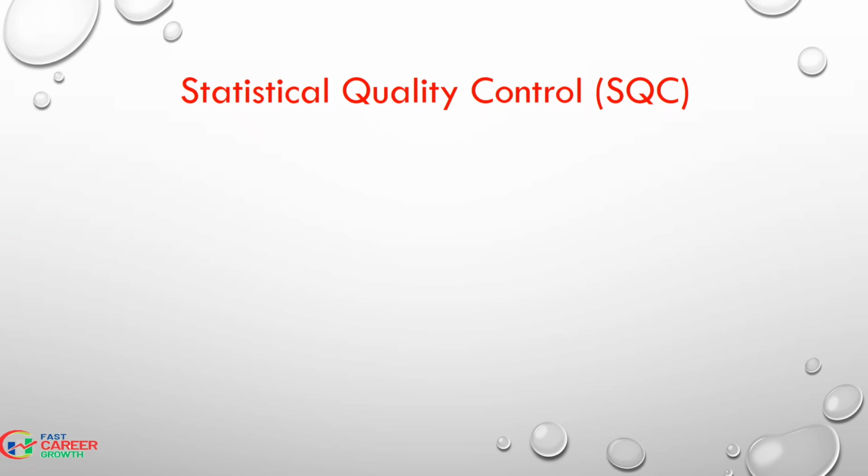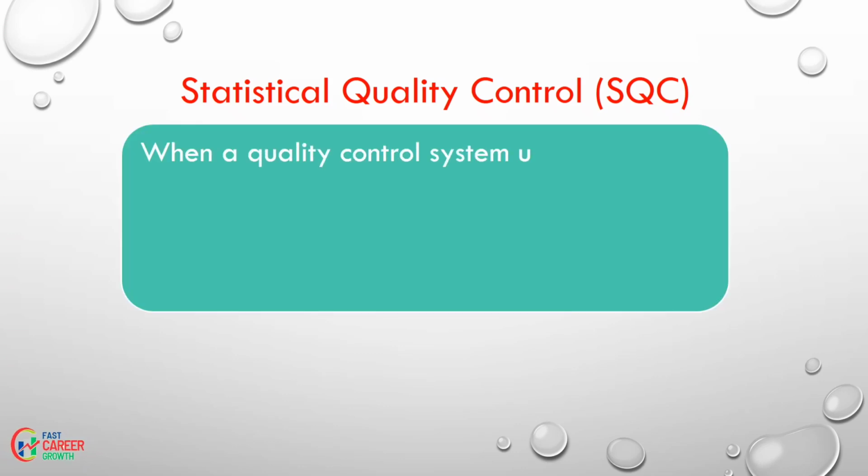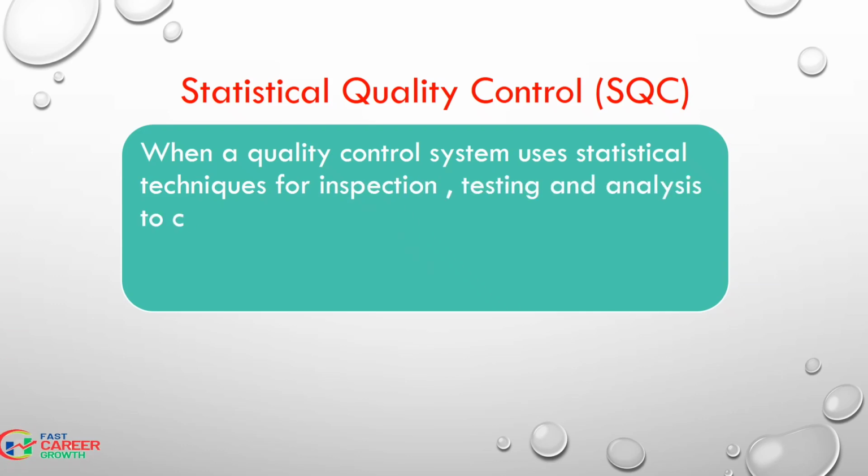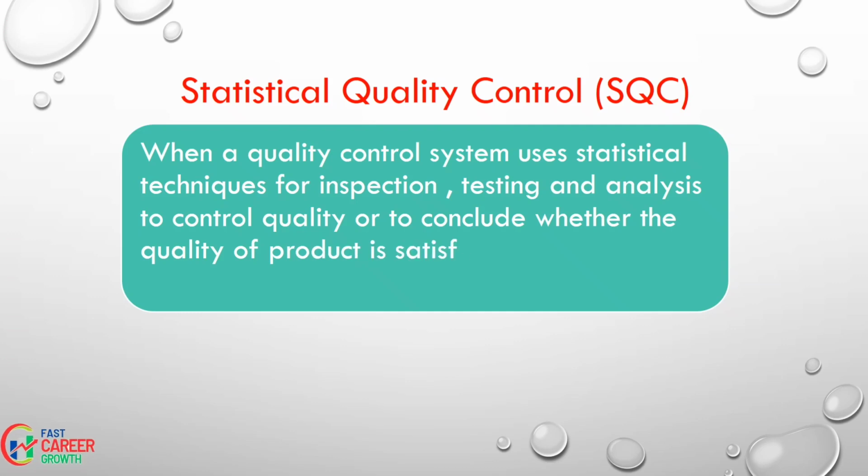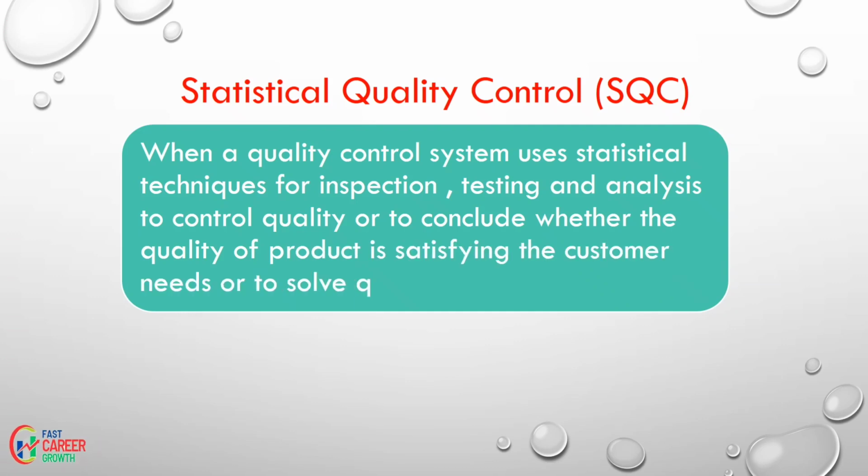Next is, what is statistical quality control, SQC. When a quality control system uses statistical techniques for inspection, testing and analysis to control quality, or to conclude whether the quality of the product is satisfying the customer needs, or to solve quality problems.